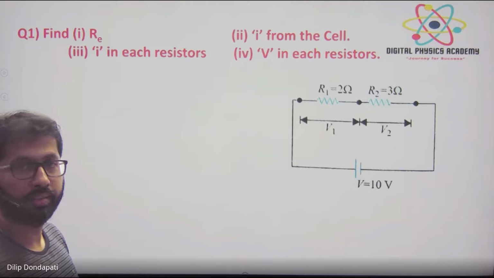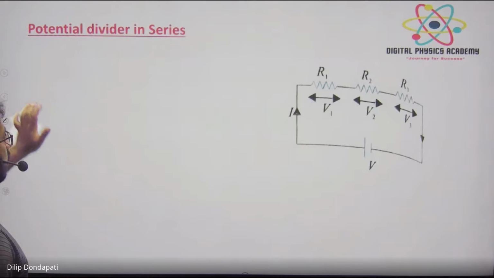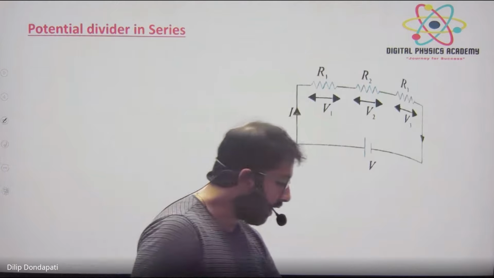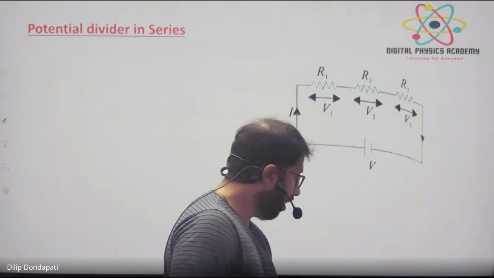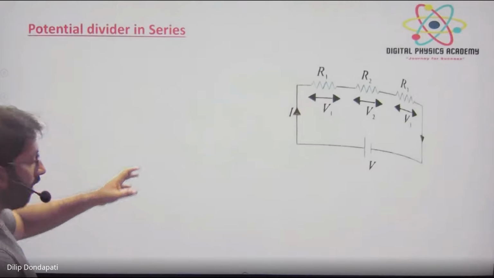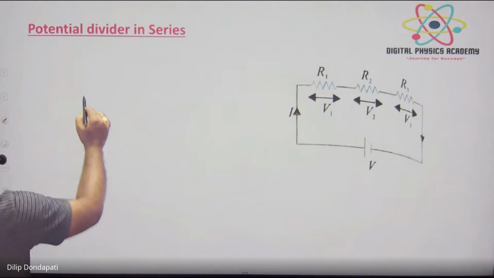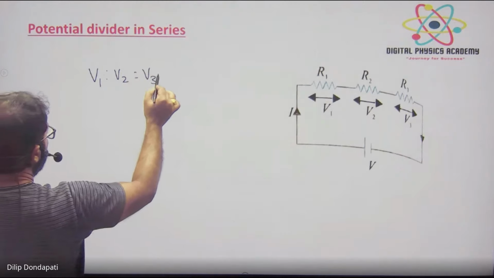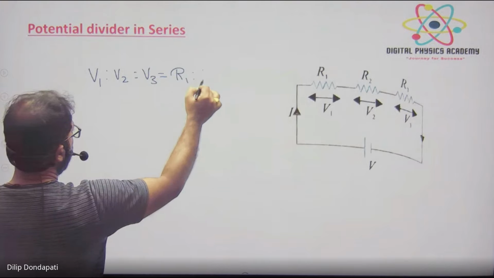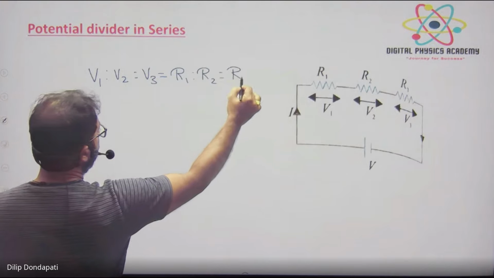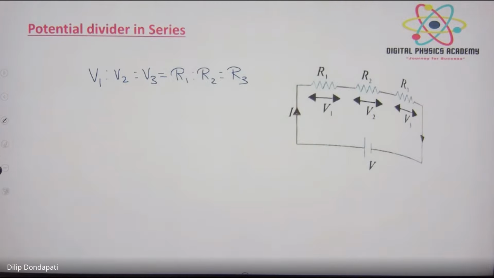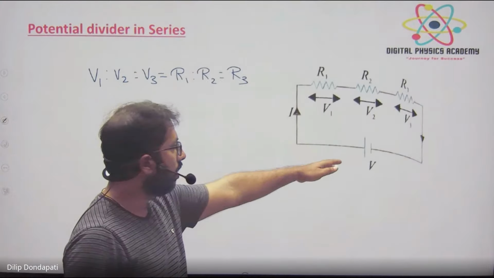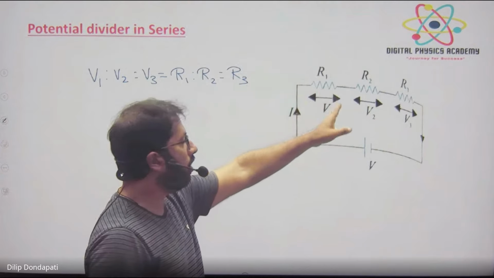Next. Now potential divider in series. This one also you have to understand. In big circuits, you need to know how to do potential divider. We know this one, right? V1 is to V2 is to V3 is equal to R1 is to R2 is to R3. The potential divider, how it divides. Suppose 20 volts is given, how it will divide, we have to know.